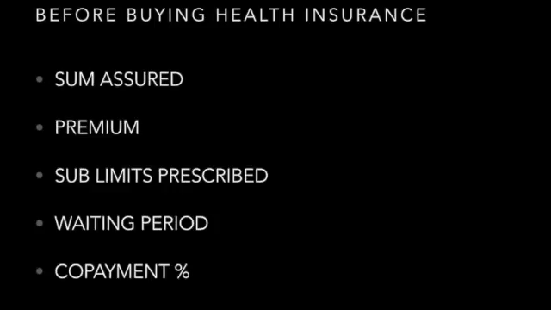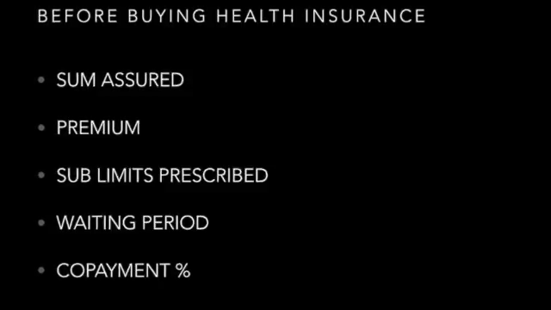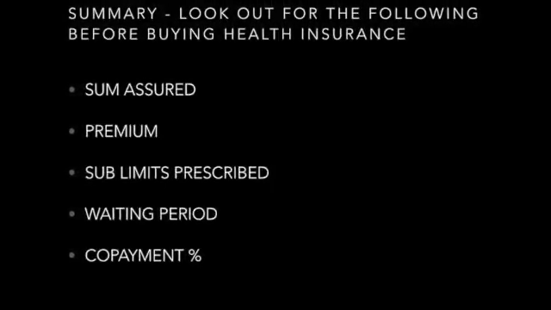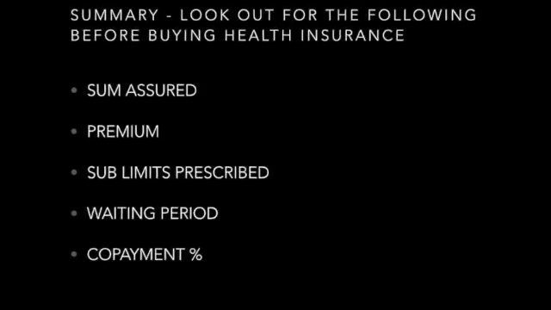To summarize, before buying a health insurance, please do make a comparison between policies, checking the sum assured, the premium payable, sublimits prescribed for room rent, ambulance, doctor fees, the waiting period for respective illnesses, and check the copayment percentage, and then make an informed choice.